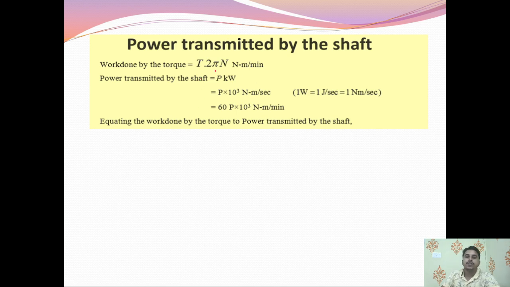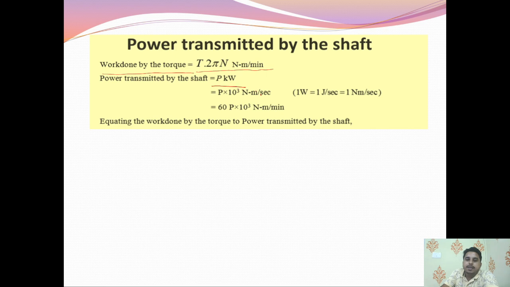The last point in the torsion question which may be asked in your semester examination or competitive examination is the power. If we remember the first slide, the shaft is used to transmit power from one pulley to another pulley. So we have to consider how much power is transmitted by the shaft. To find the power transmitted, you have to know the work done by the torque. The work done by the torque is T into 2 pi N Newton meter per minute. Power transmitted by the shaft is P kilowatt.